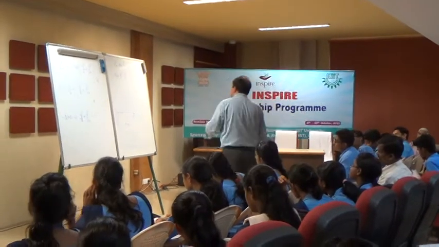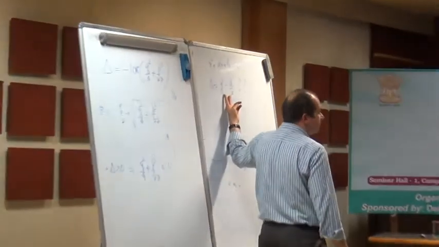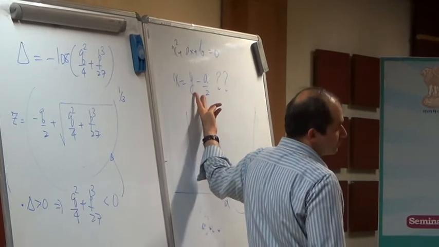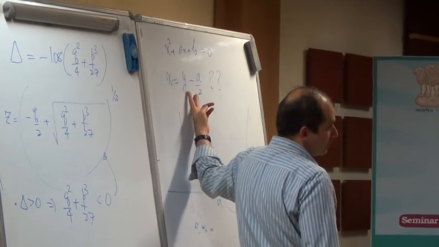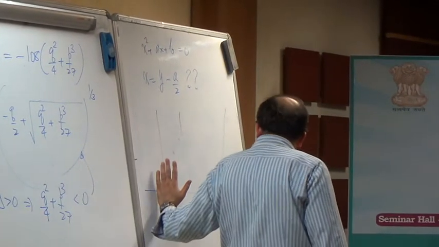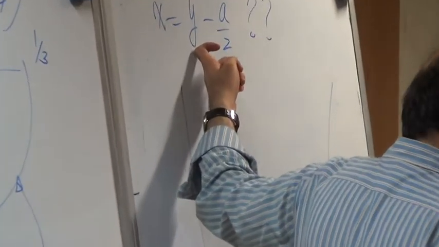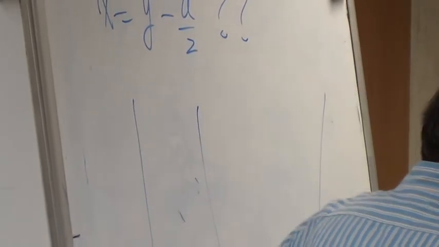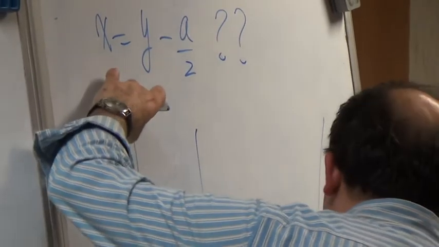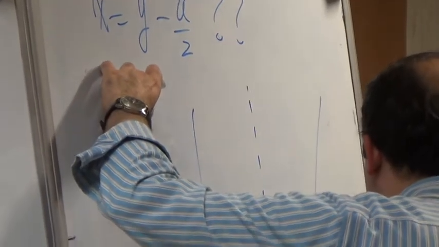What happens when you make this transformation? x equals y minus a by 2. This is a transformation along the x-axis. x is getting changed to y minus a by 2. And the effect of doing this is the coordinate system shifts so that the parabola becomes symmetric about this line.